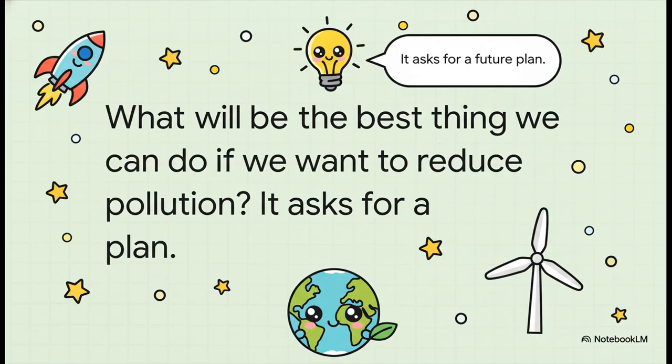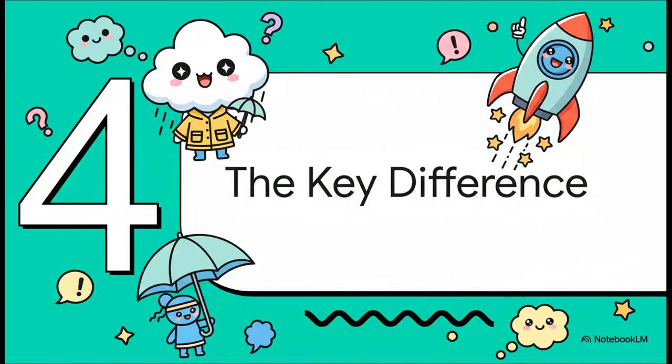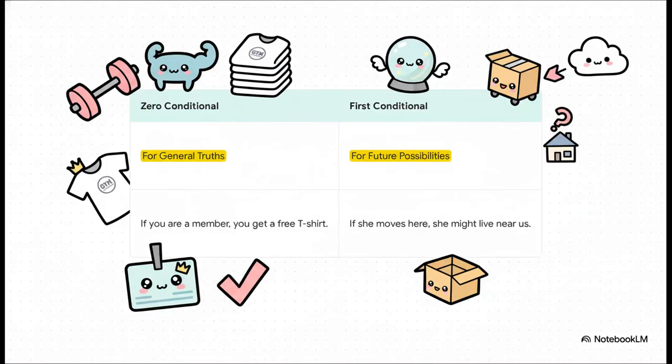Excellent work. All right, after that awesome practice, let's nail down the key difference one last time. This next slide, this is the one you want to remember. So it all boils down to this, really. Use the zero conditional for general truths, things that are always true. It's a rule, like if you are a member, you get a free t-shirt. Simple present, simple present. But for future possibilities, you need the first conditional. If she moves here, she might live near us. That's simple present, then might plus the verb.